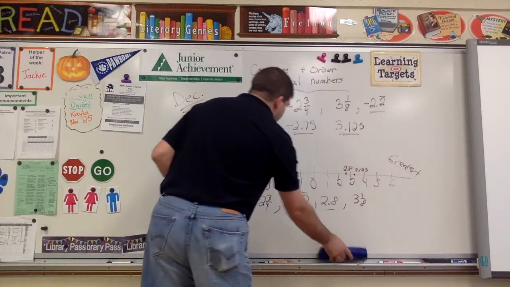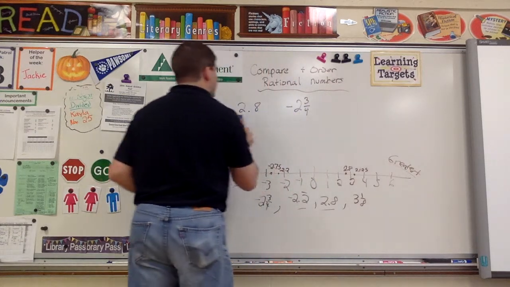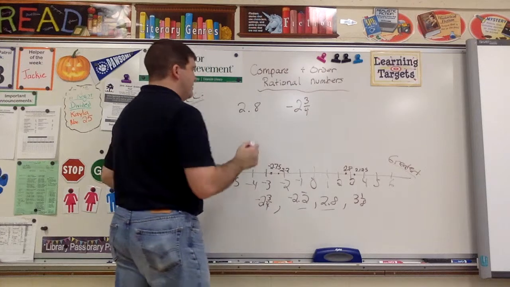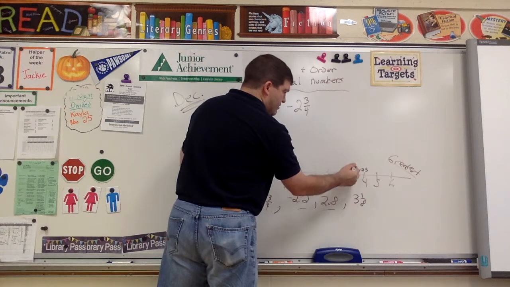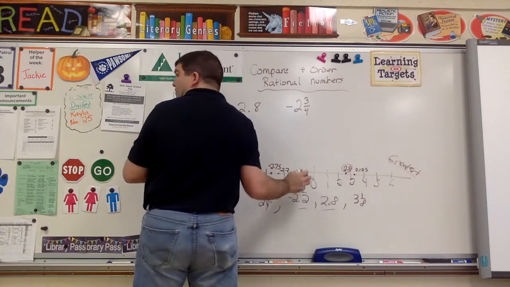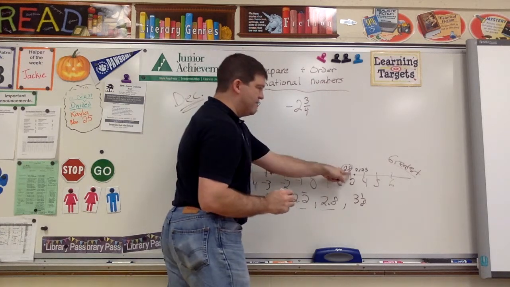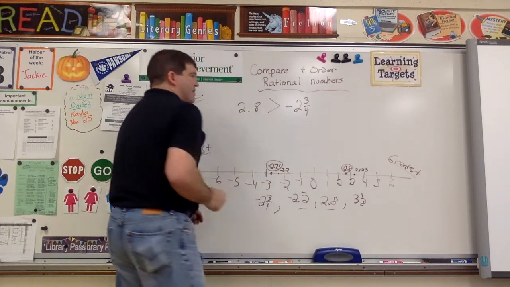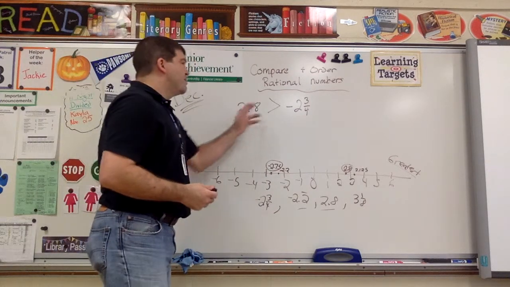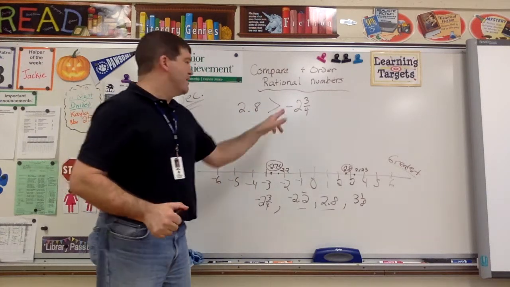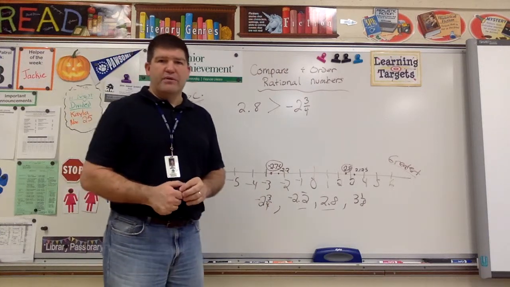So I might want to take these two numbers and compare them. And the way I do that is put them on the number line also. 2.8 is right here. Negative 2 3/4 right here. This one is least, this one is greater. 2.8 is greater than negative 2 3/4. When you're comparing numbers, one thing that's kind of nice is when it's a negative and a positive, the negative is always less. The positive is always greater.